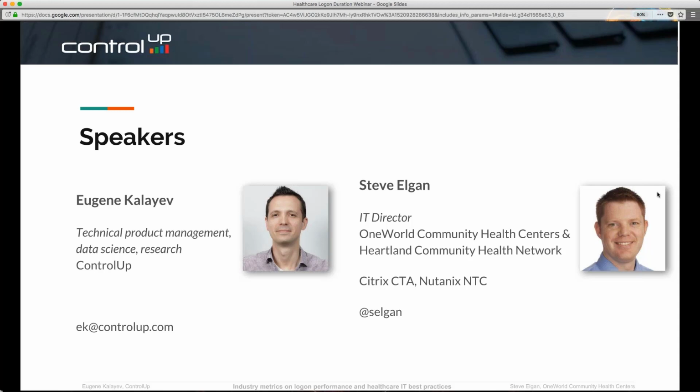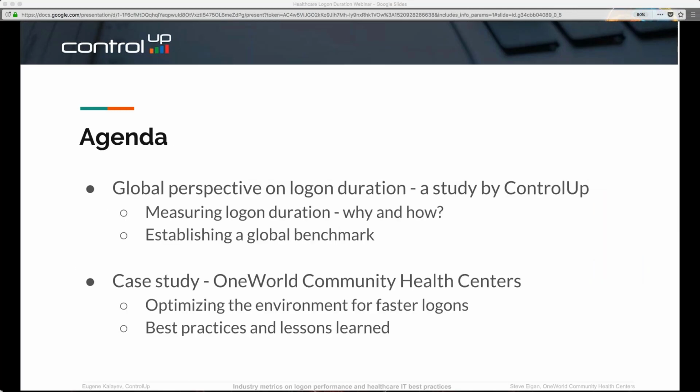Let's get started by talking a little bit about the motivation that we had for this research. Basically, we started measuring logon duration with ControlUp and analyzing it in the global database with ControlUp Insights. We did this for almost 2 years, and when we started publishing the results and talking about the results, we first encountered a number of motivations and reasons why people are interested in this subject.